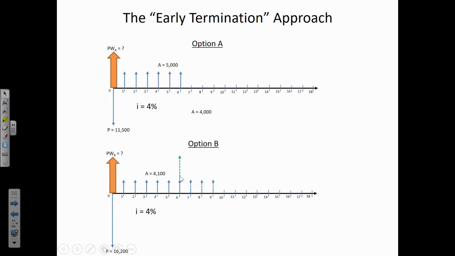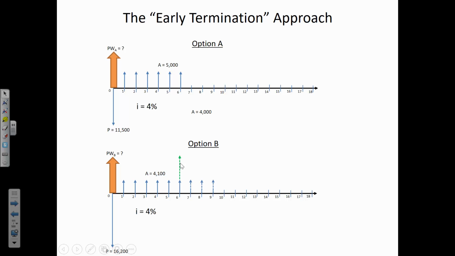And so you see this green arrow. What it means is that instead of keeping the item in service, instead of this option B, instead of allowing it to go through its natural 9 years of operation, terminate it early, sell the item, and then they both now last only 6 years.